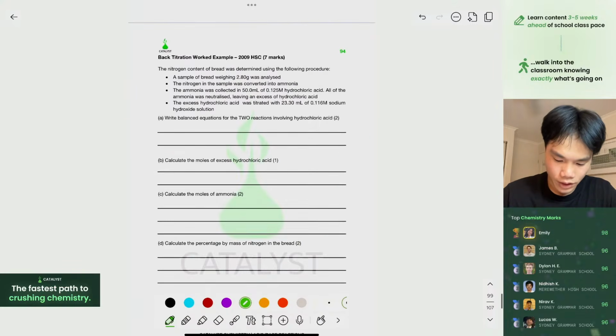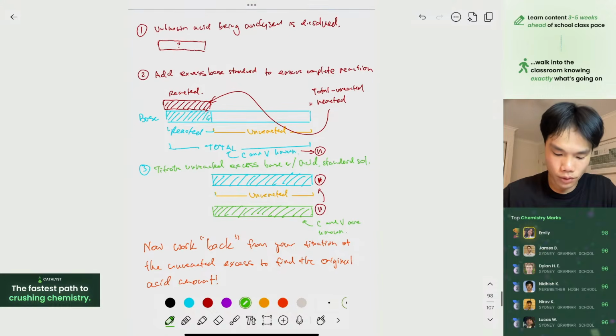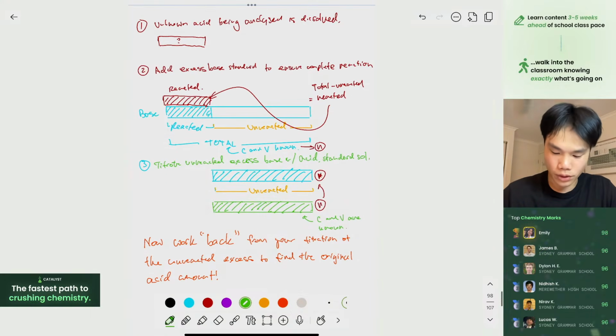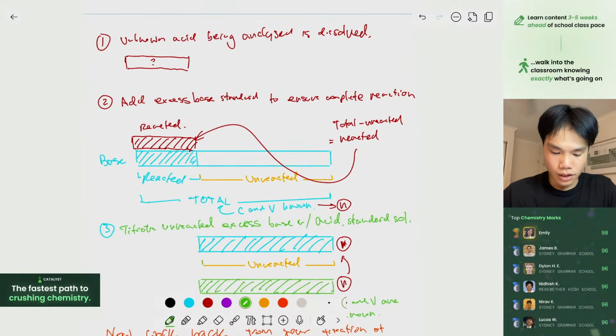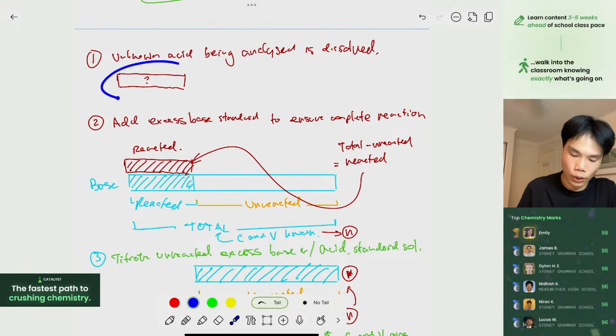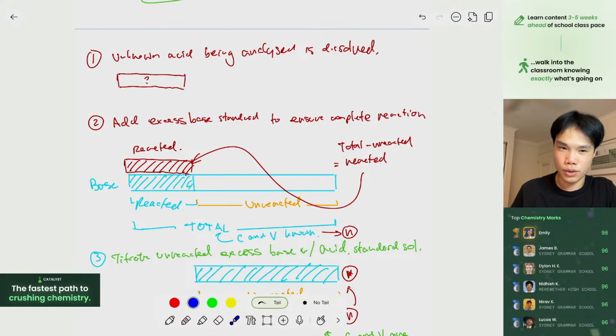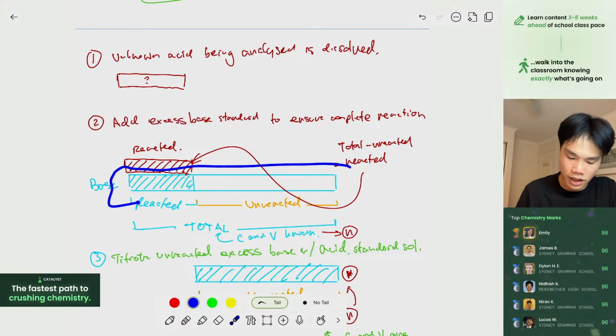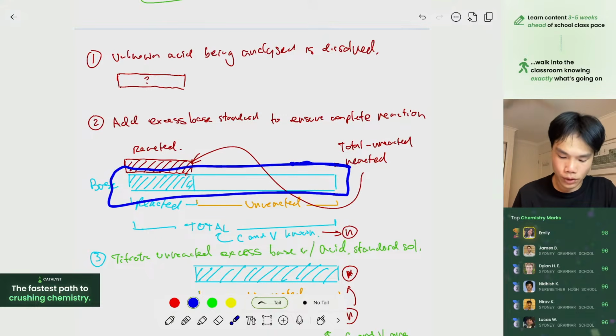Before we go into the calculation, I'll explain it one more time through a different way to visualize, and then we'll go into the calculation and let you all have a go. We'll go for about another 10 minutes or so. So in your back titration, starting again, you have an unknown amount of acid being analyzed, and that's dissolved into solution. You add an excess amount of base, all of this that is known, and a portion of it gets reacted with the acid that was in solution.